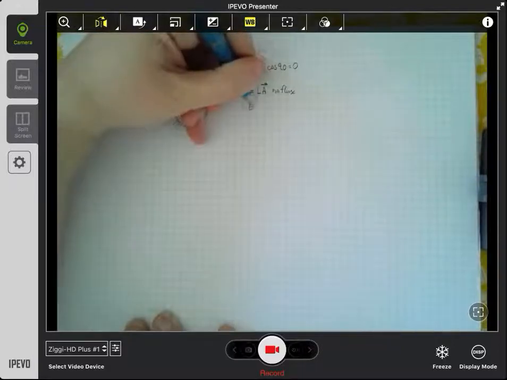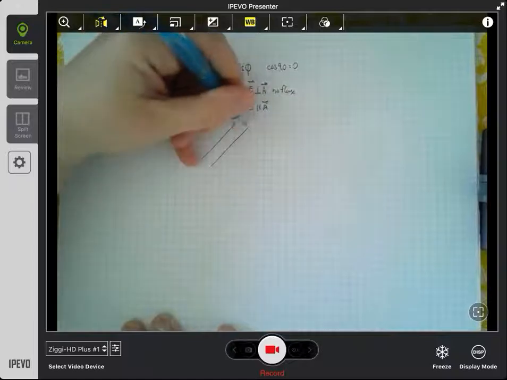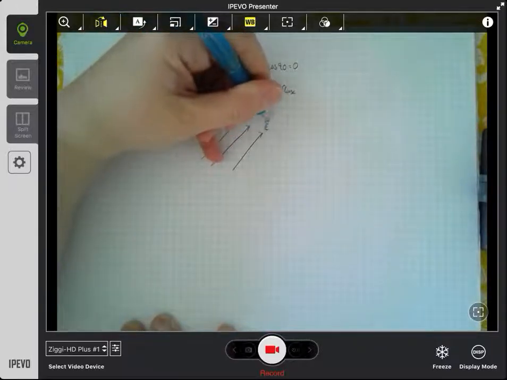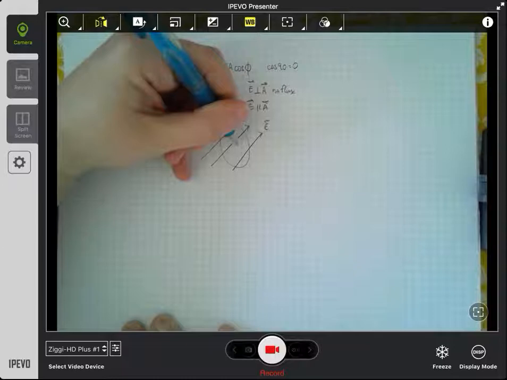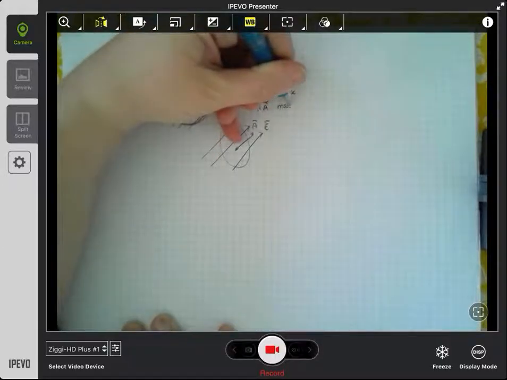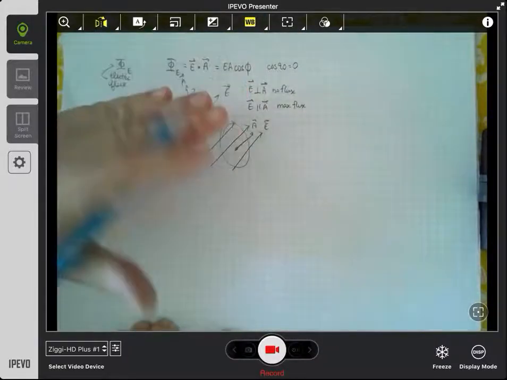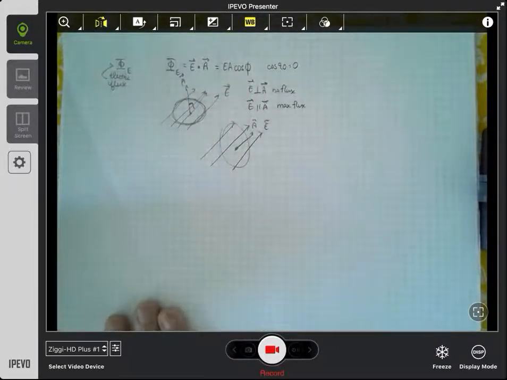On the other hand, when E is parallel to A, so that would be a case of an electric field off in this direction, and then maybe putting your hoop in it here, so the A vector points in the same direction as the field, then you've got the max flux. And then somewhere in between, if you took your hoop and tilted it one way or another, you'd have slightly more or slightly less flux. So that's one way to define the flux.